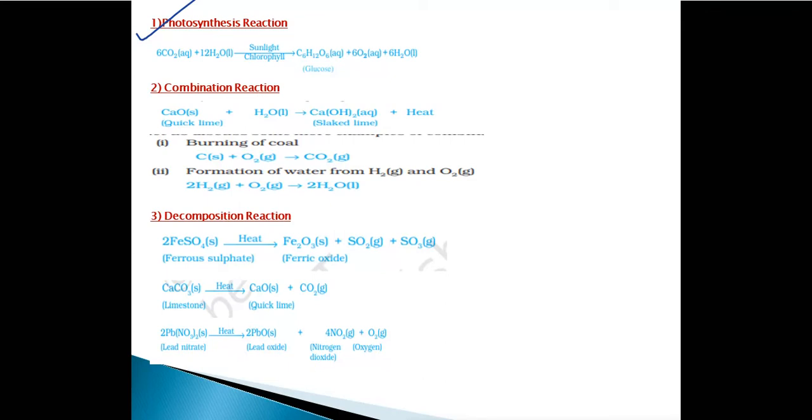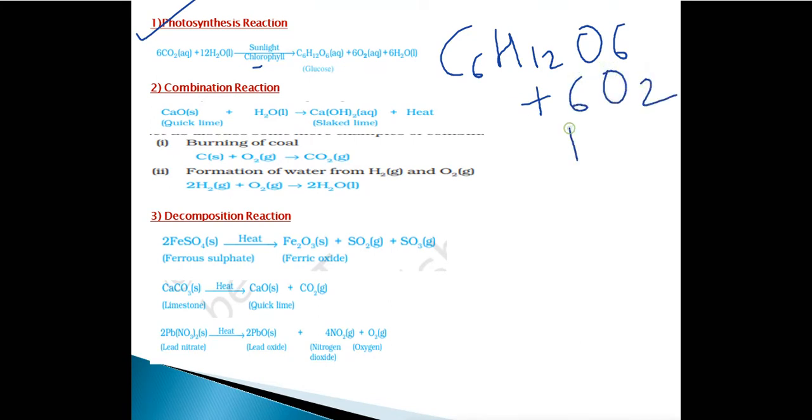6CO2, 12H2O in the presence of sunlight and chlorophyll. Don't forget to write sunlight and chlorophyll in the reaction. After that you have to write glucose. The formula of glucose is C6H12O6. Along with that you will write 6O2, 6 oxygen, plus 6 water molecules, 6H2O. This is the complete reaction for photosynthesis.